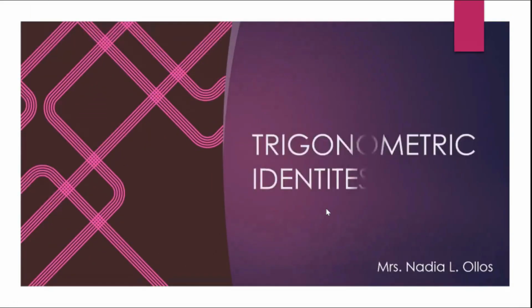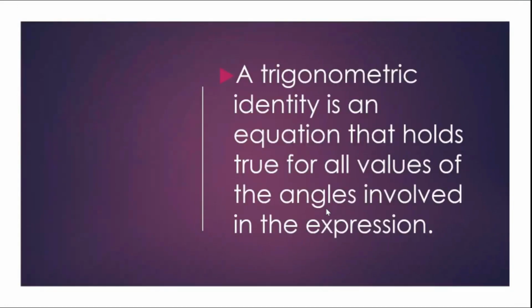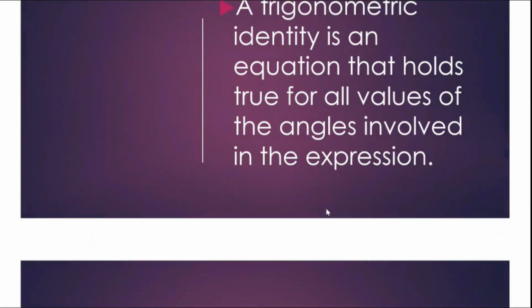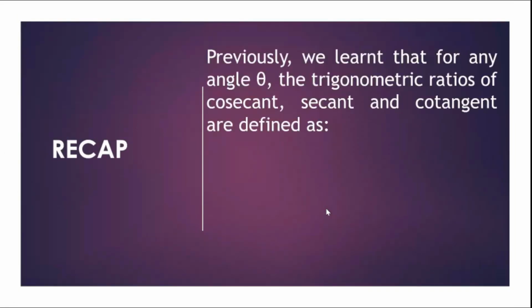Let us define first trigonometric identities. A trigonometric identity is an equation that holds true for all values of the angles involved in the expression. So let's have a short recap.